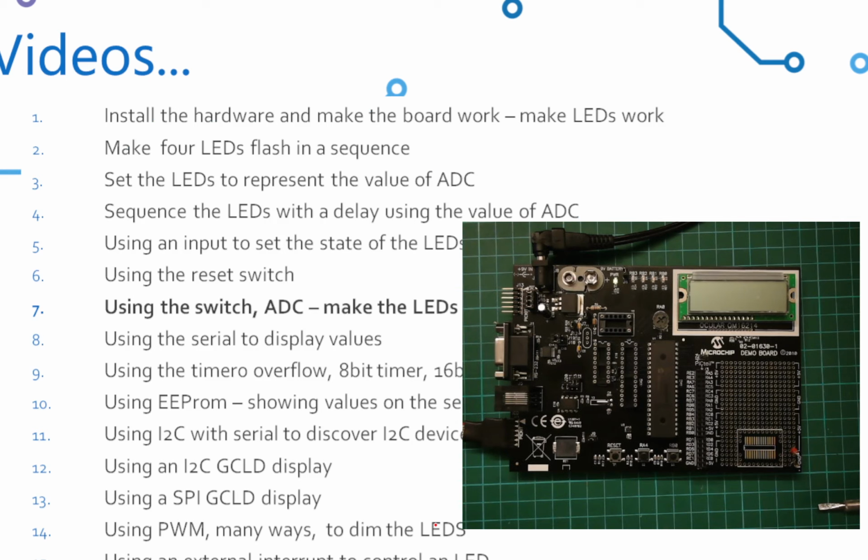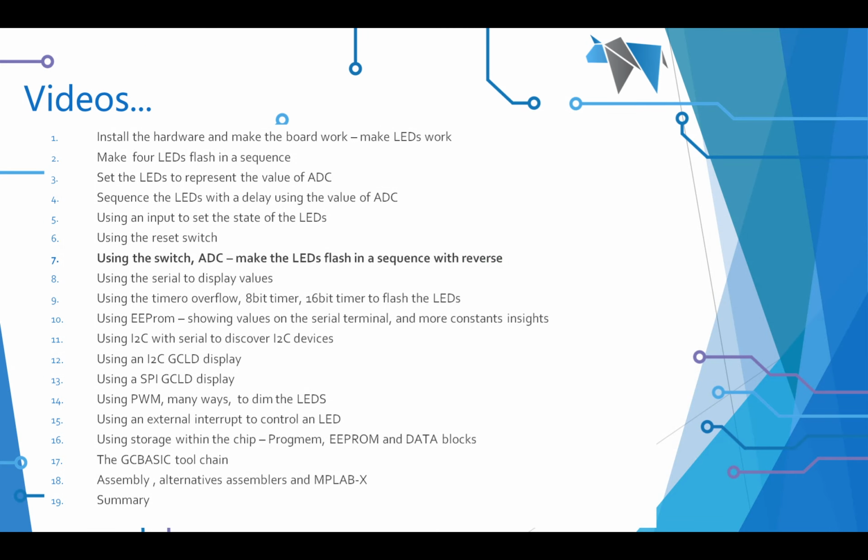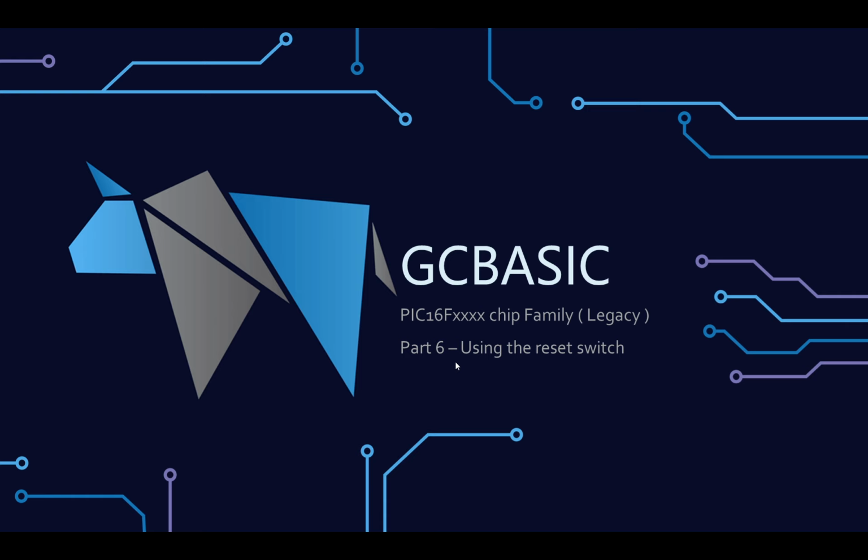So we saw that. Seen it all working. Next time we're going to use that switch. We're going to use the ADCs. We're going to make them rotate. We're going to put values on the screen. It's just going to be great. Okay, so using the switch, ADC, make it all flash in sequence. Fantastic. Enjoy.